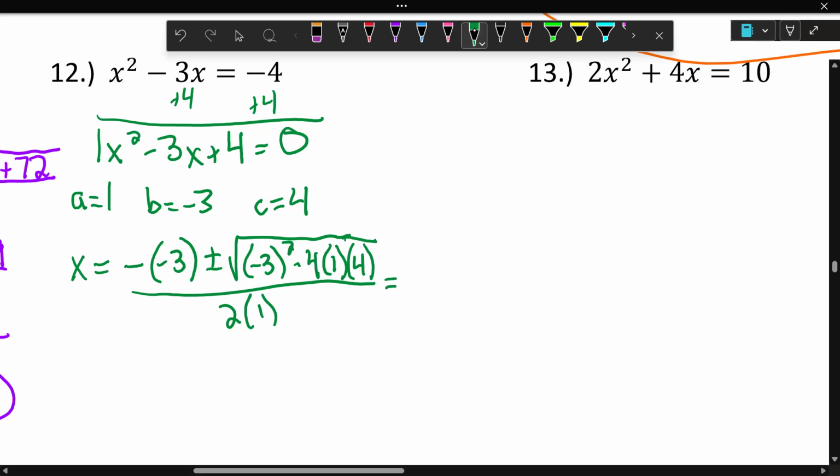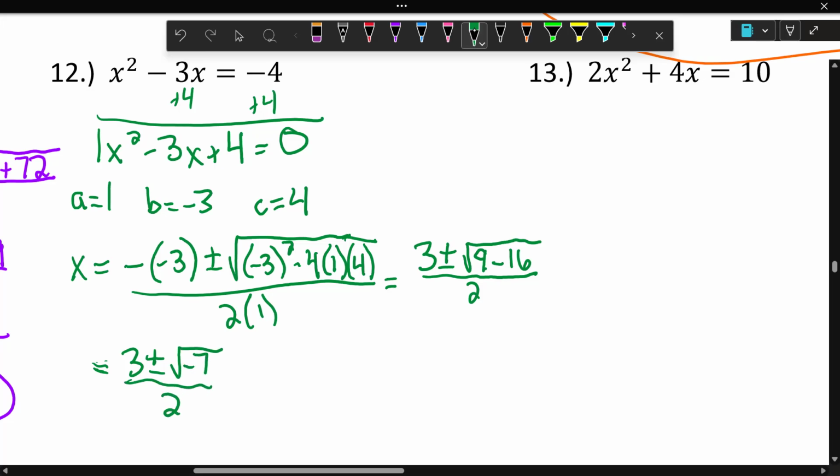So again, we do our order of operations, work our way through it to simplify it. Negative 3 is a positive 3. We got plus or minus the square root of 9 minus 4 times 1 times 4, which is 16, over 2. So we keep simplifying that more: 3 plus or minus the square root of negative 7 over 2.